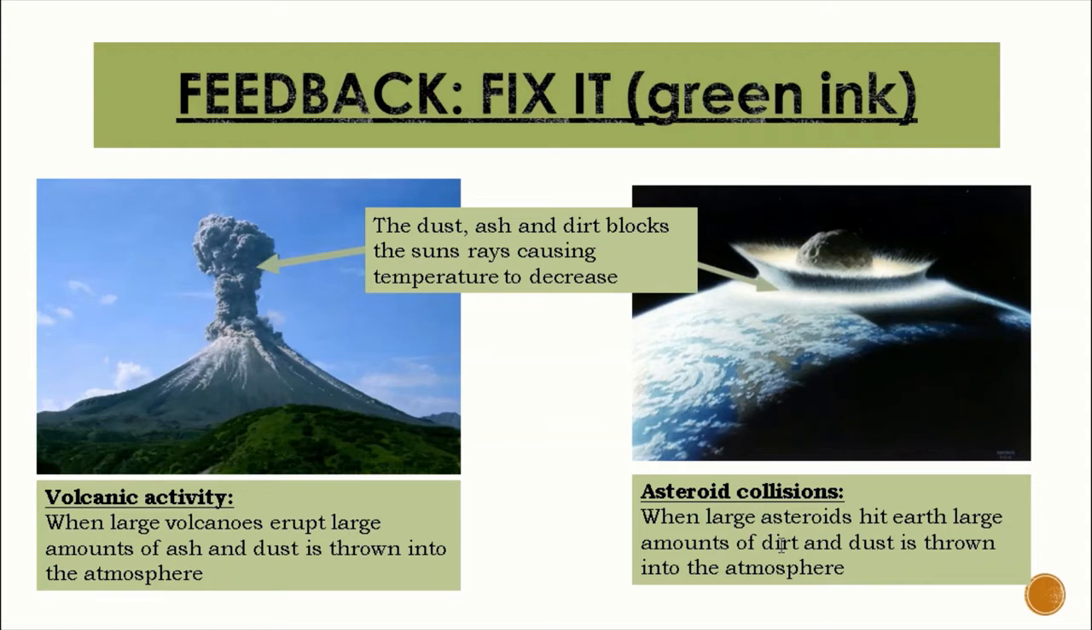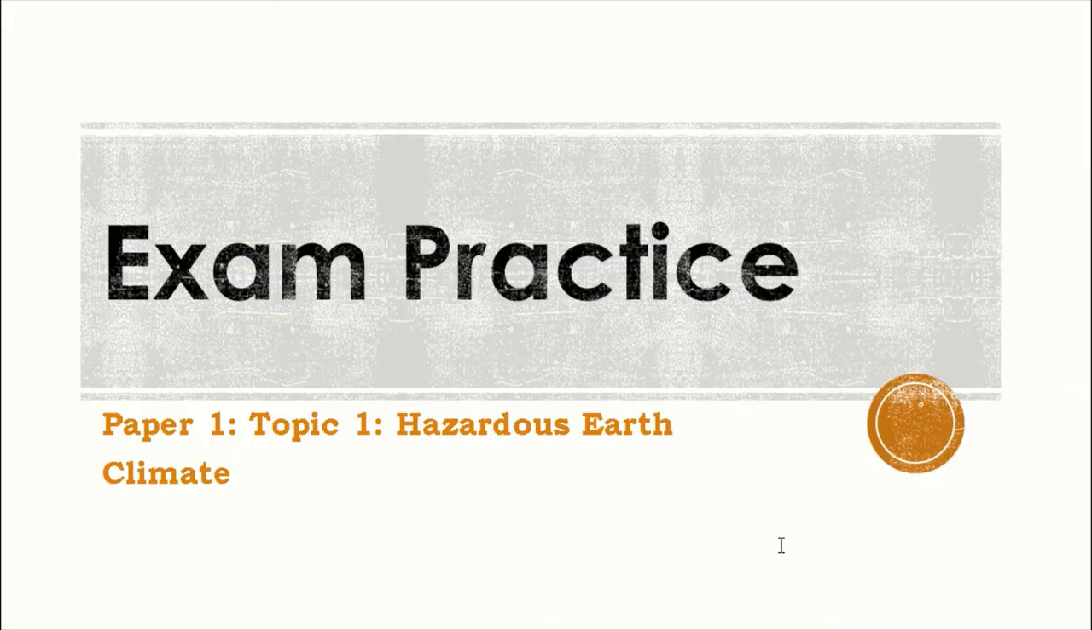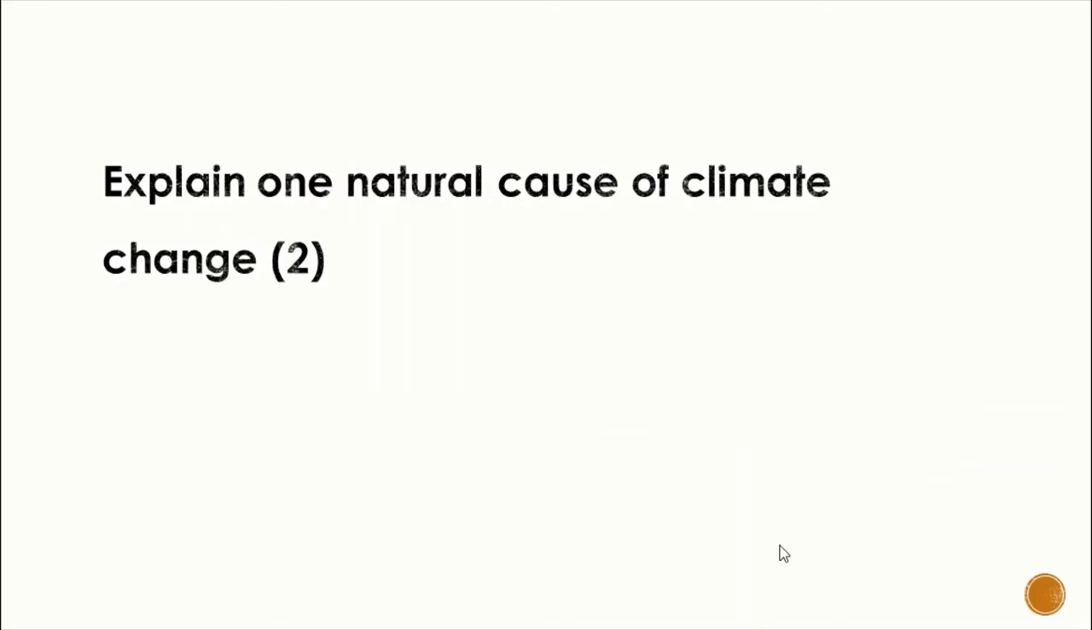Okay, perfect. So that finishes off our green pen and our fix-it section of this exam, on this lesson, which is the knowledge section. We're now going to move on to the exam practice section of the exam. So this question here was taken from one of the past papers. I believe it was the 2018 exam paper. So the question says, explain one natural cause of climate change.